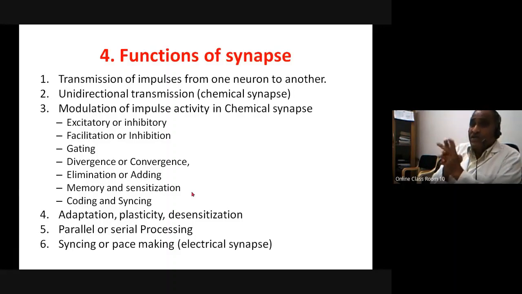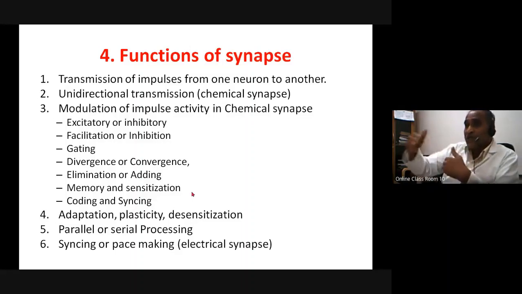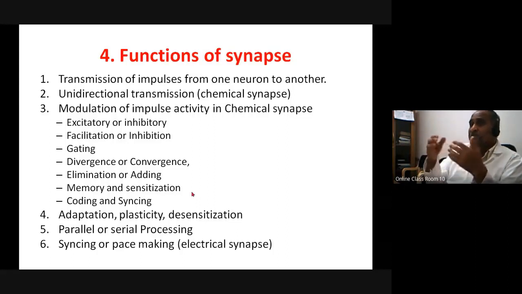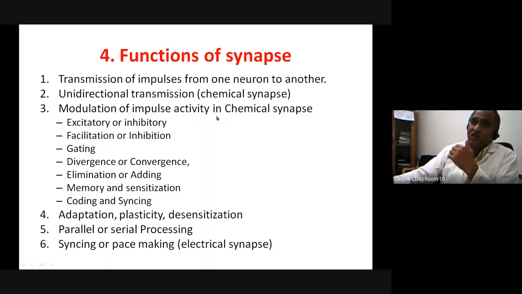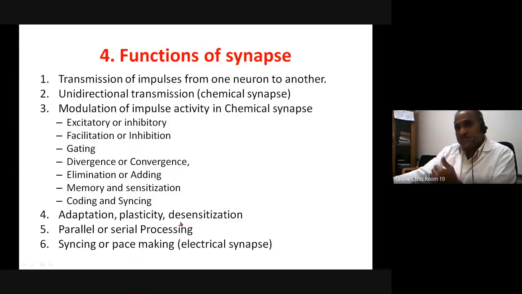The coding of the information, that means the impulse coming from one neuron is to be changed, because depending upon the modulation, the coding and synchronization of the activity, and even many more. These are all the modulatory activities on the synapse by the chemical synapse. Then comes adaptation, plasticity, desensitization. Some of them are merged here, but they require an additional component there.